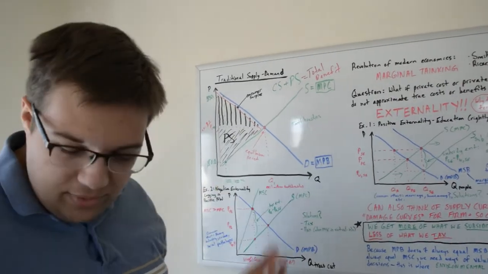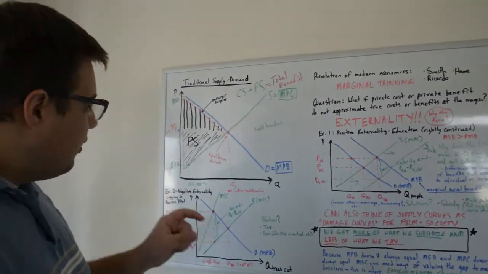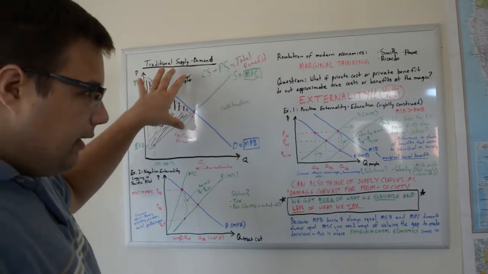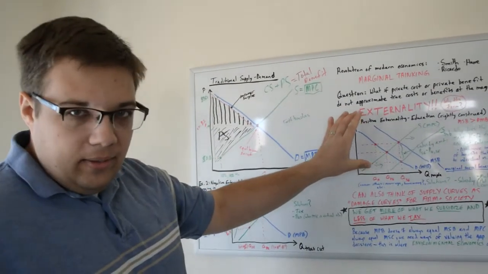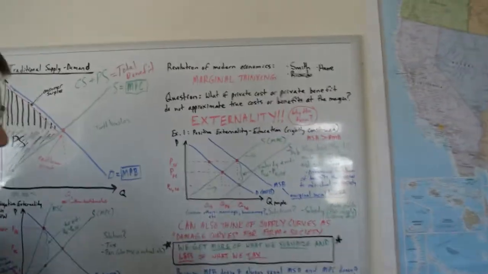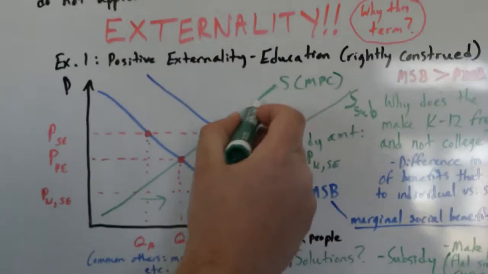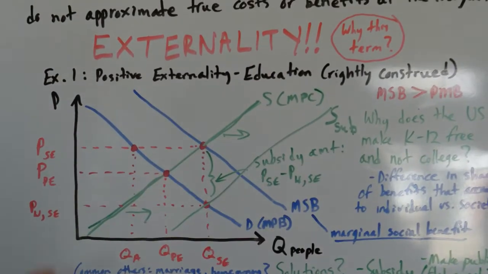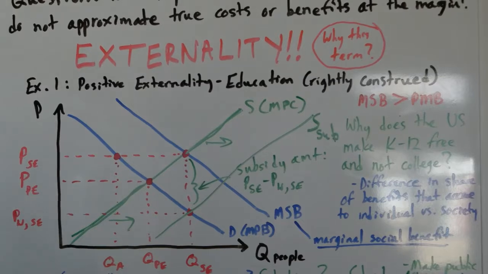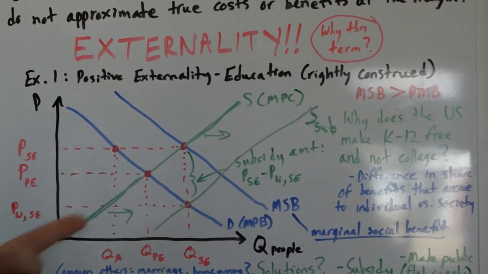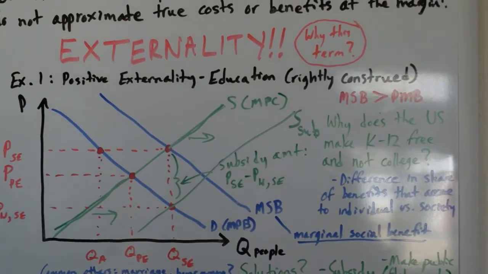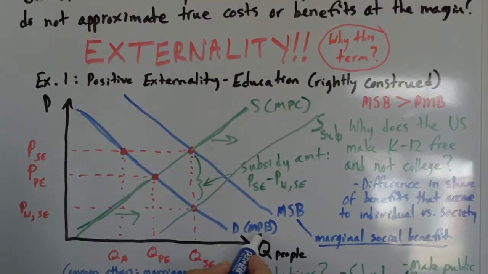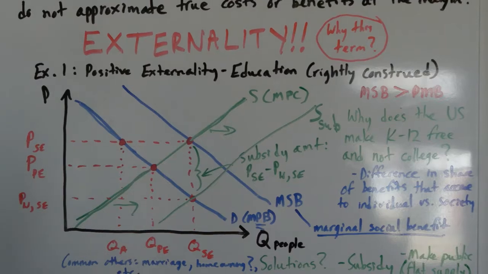Now, what's the reason for that? And the answer lies in the difference between the neat supply-demand graph and when you have an externality. So let's first just look at these two lines. This one right here, this is the marginal private cost line, or the supply curve, for education. And then this blue one, that's the demand curve, the marginal private benefit curve for education.